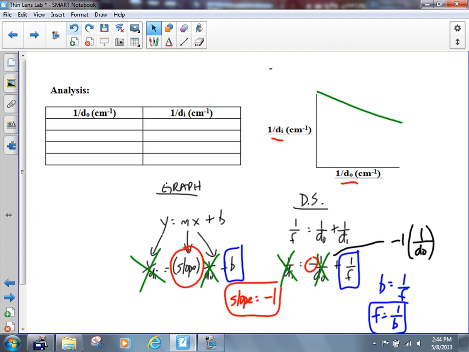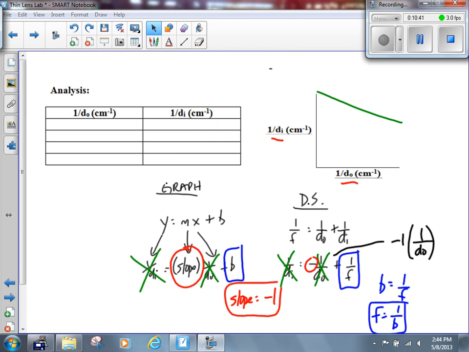So you can go on Microsoft Excel and click "display equation on graph" and you can get the slope, and it's going to be either 1 or something very, very close to 1. But what we want to look at when we get that equation from the graph is the y-intercept, because we're going to take that y-intercept, flip it over, and get the focal length.